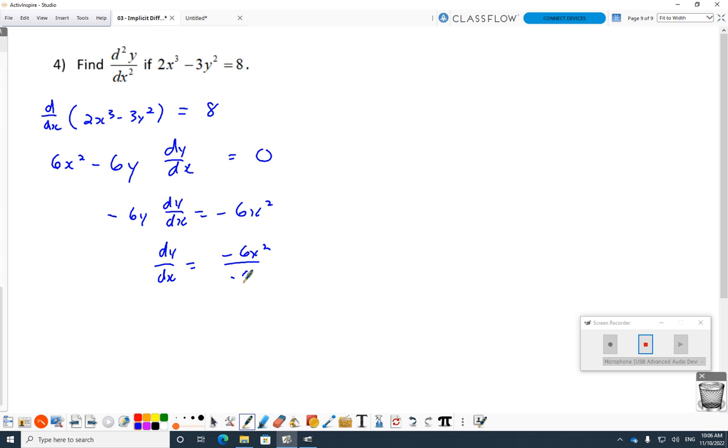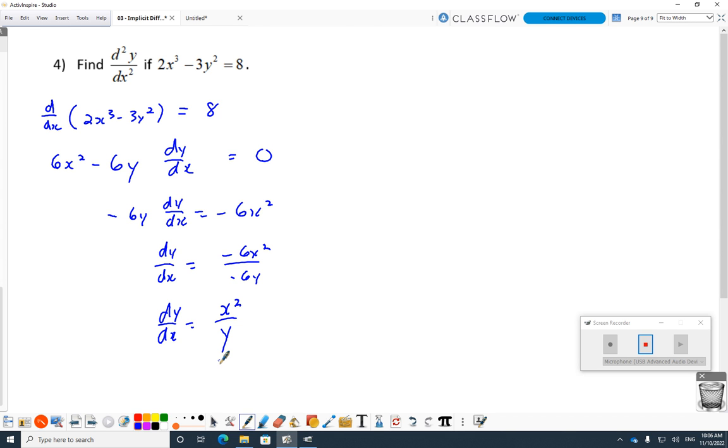And here you really do. You get dy/dx equals, the negative 6 cancels, x squared over y. How nice is that? That's a little tidier. And here we get another chance at all of this thinking.